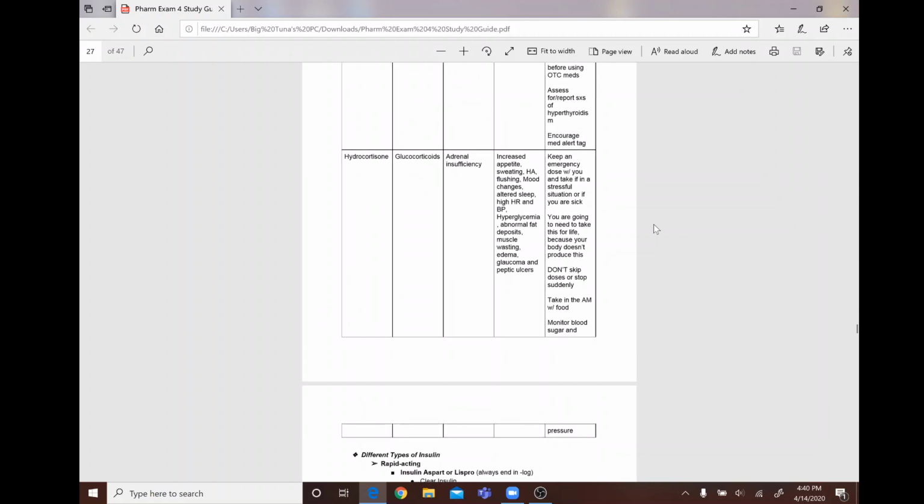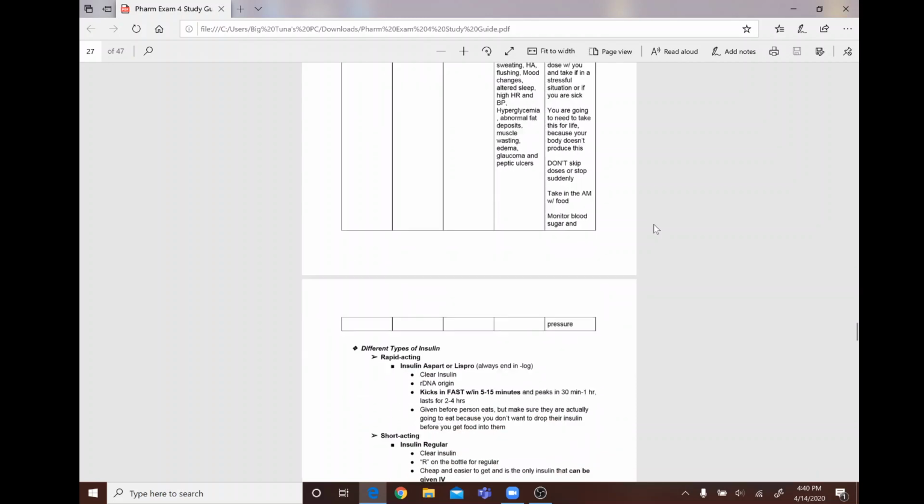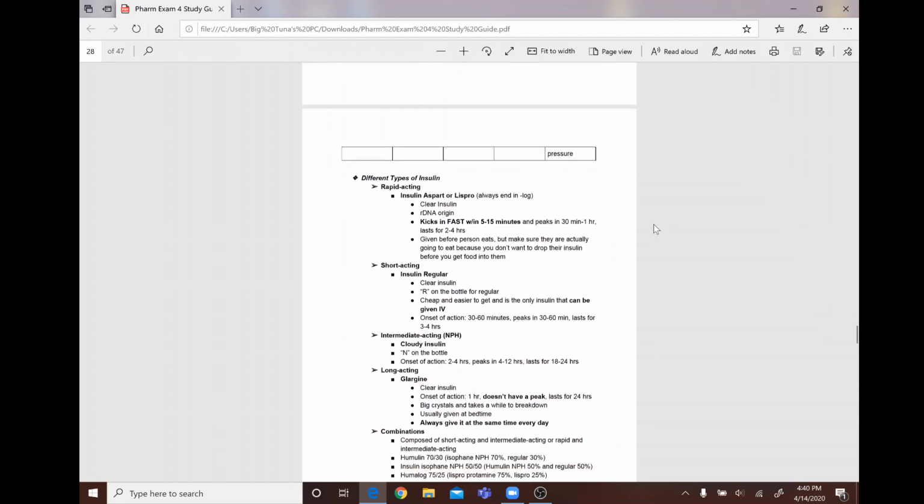What do we need to know about when someone takes hydrocortisone? Keep an emergency dose with you if you're in a stressful situation. If you're sick, you're going to be taking this for life. Don't skip doses or stop suddenly. Take in the morning with food. Monitor blood sugar and blood pressure. All right.